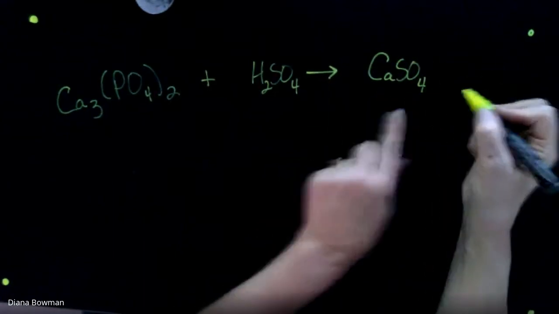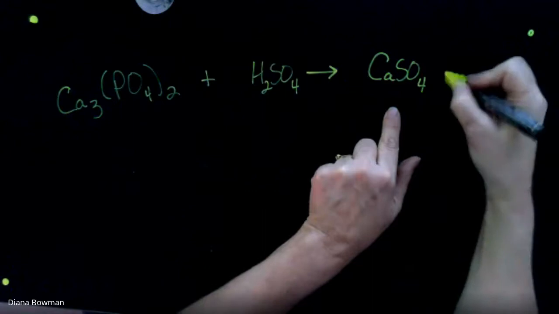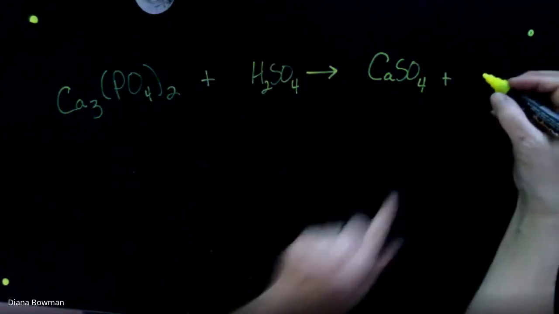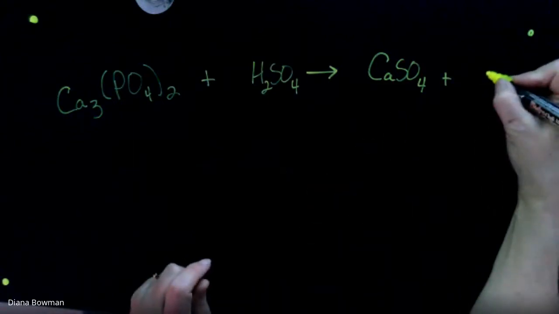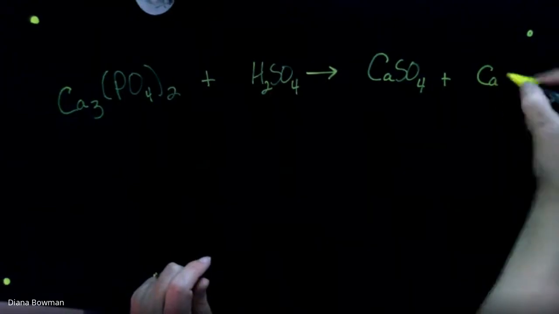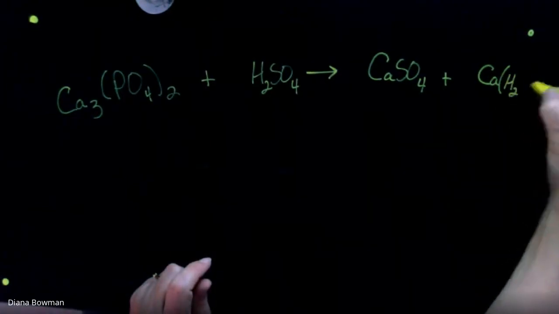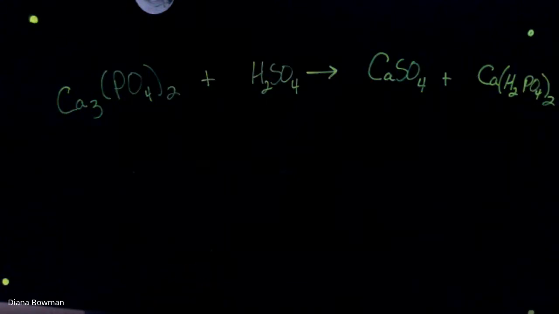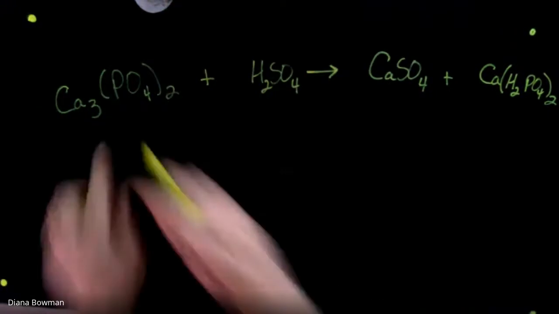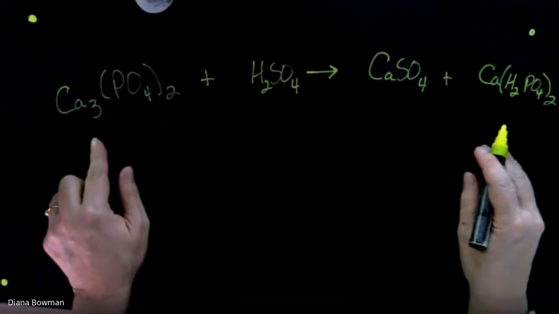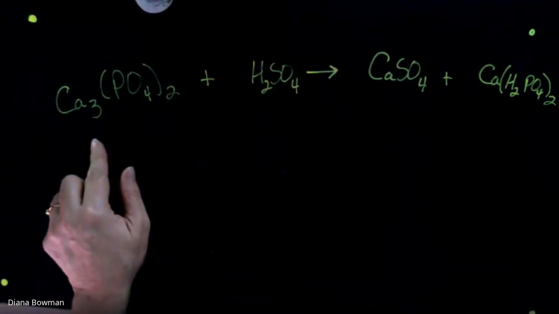Somebody turn off their microphone. And it's also going to make some calcium hydrogen phosphate. So that's going to be Ca and then H2, PO4, and then 2. Can you guys see that? Yes, you can. Okay, cool. So this is the unbalanced equation, and we want to see if we can get this thing balanced.